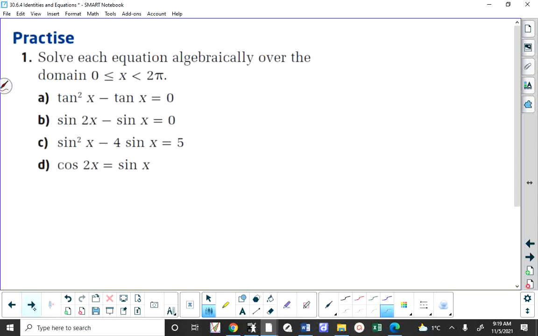1B. So we're asked to solve sine of 2x minus sine of x. This is a classic. It's not classic like Dark Side of the Moon is a classic album. I mean classic like you would see it on an exam. It's a very common question. Sine of 2x minus sine of x is equal to 0.